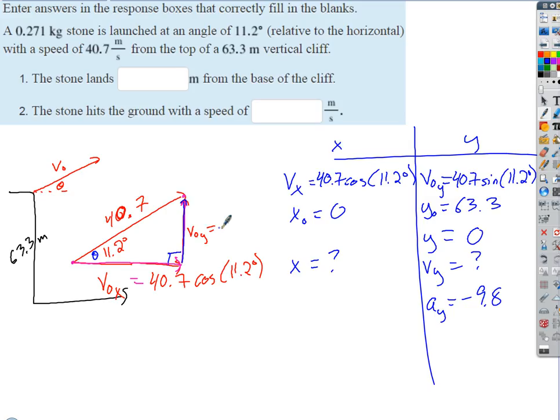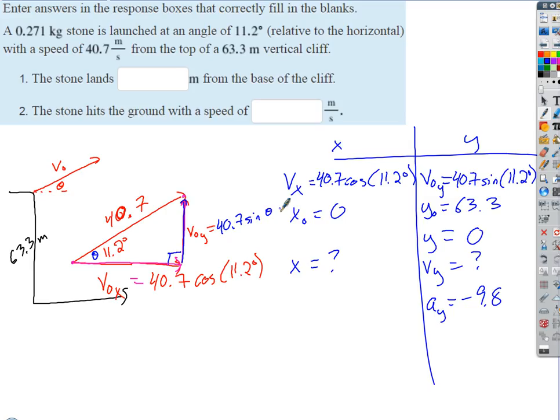So this is 40.7 sine, I'm just gonna call it theta. But x isn't always cosine though. It wouldn't have to be. No, it depends on the angle you're talking about, sure.